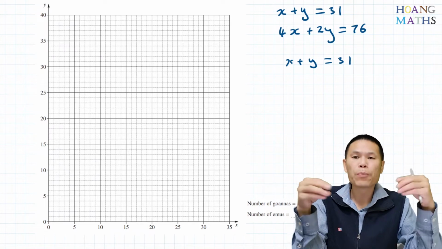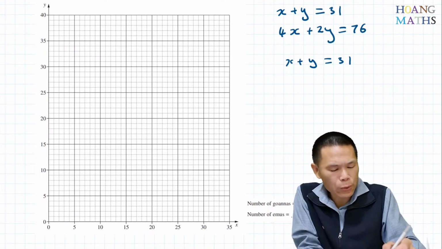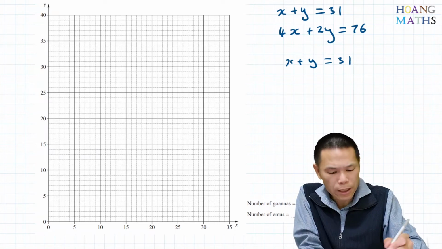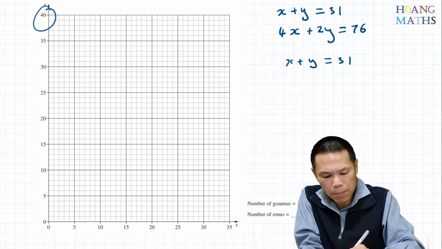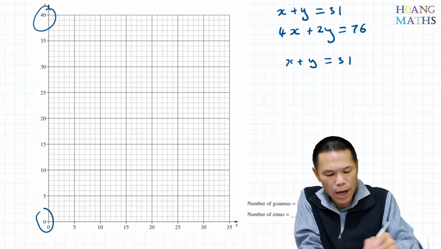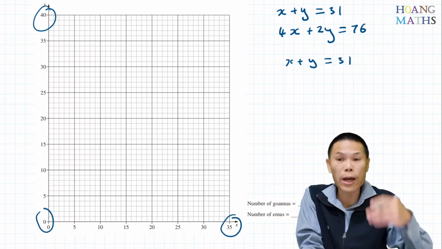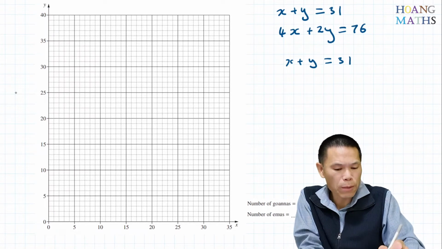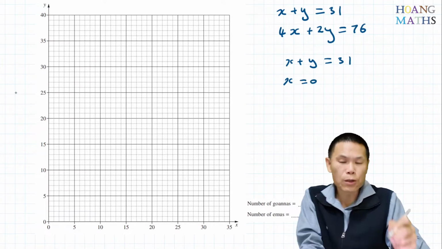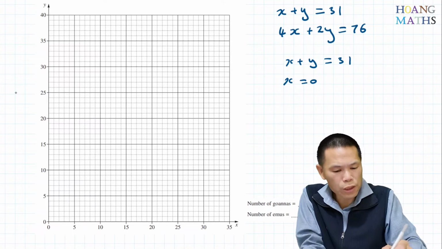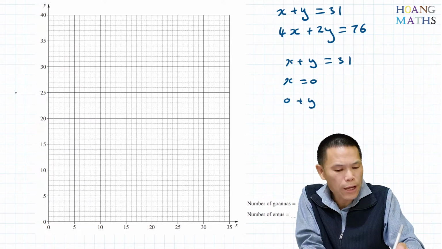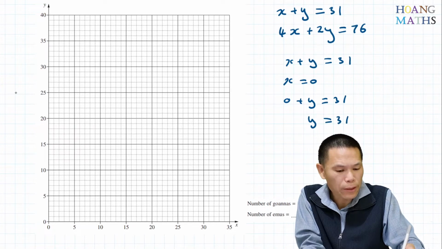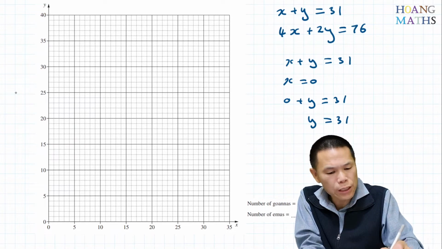So let me just plot points. We can make any point you like within these numbers here, 0 to 40 for y and 0 to 35 for x, because it's drawn within the graph. So first of all, let x equal 0. When x equals 0, this means that 0 plus y is equal to 31. So y equals 31. So now when x is 0, y is equal to 31.